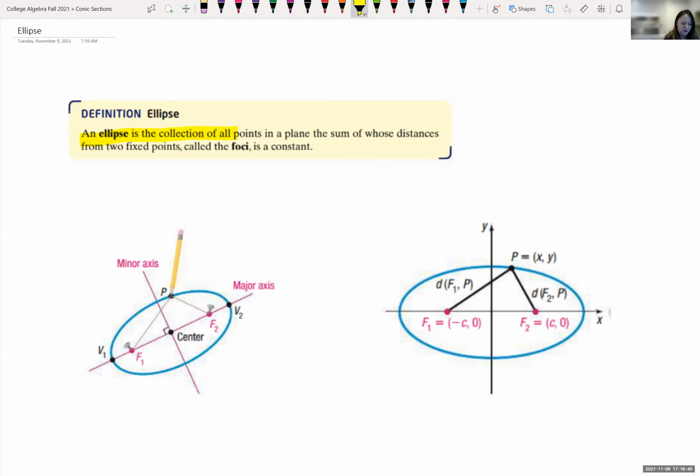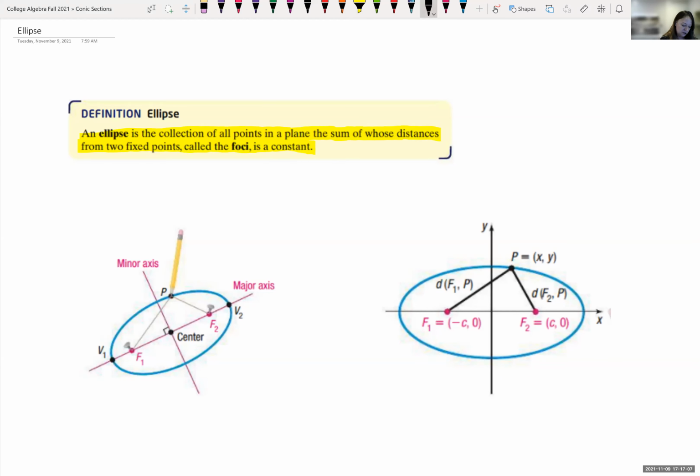is a collection of all points in the plane whose sum of distances from two fixed points, called foci, is a constant. Okay, so we had these 2 points. For a parabola, we had one focus. For an ellipse, we have, and it's plural, 2 foci.